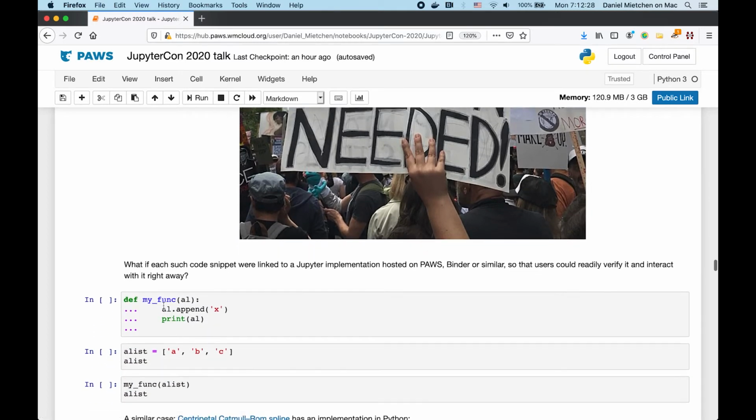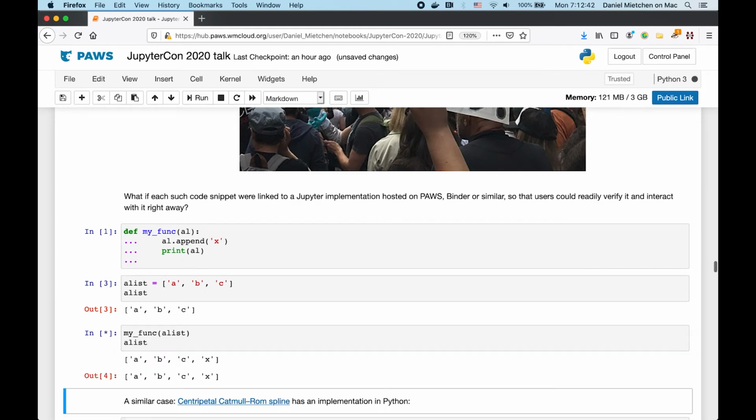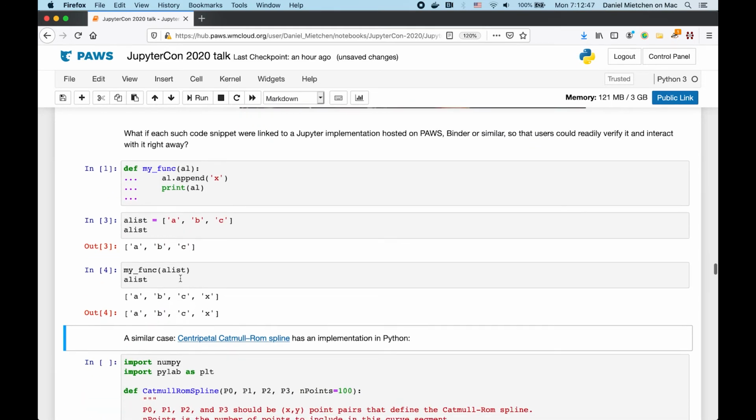So for pieces of code, a simple mechanism to make it verifiable would be to think about running that code in Jupyter Notebooks. And so here we have the list. Now we try to append to it, and yes, it worked. That's the kind of illustration that would probably enhance the perception of articles like that.